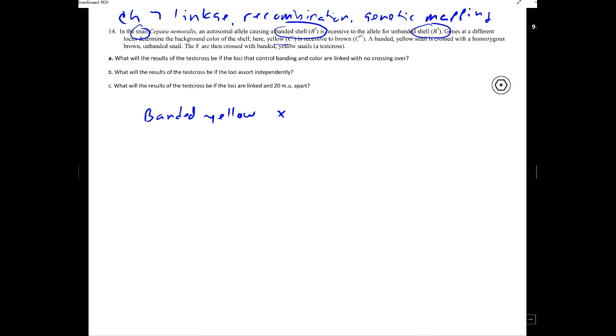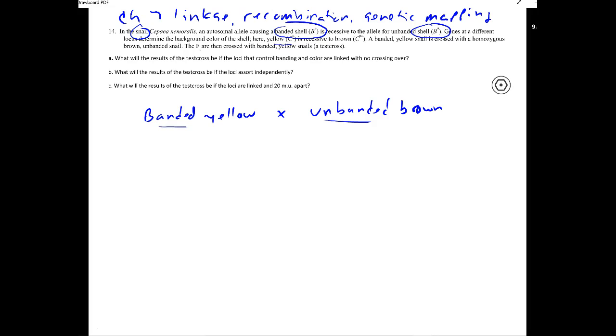Cross to homozygous brown unbanded. And I'm going to write that unbanded brown instead of brown unbanded, just so I have my two traits on the same side. If you keep your banded unbanded on the left side and your color on the right side, it helps things out. So banded yellow. Banded is recessive and yellow is recessive.